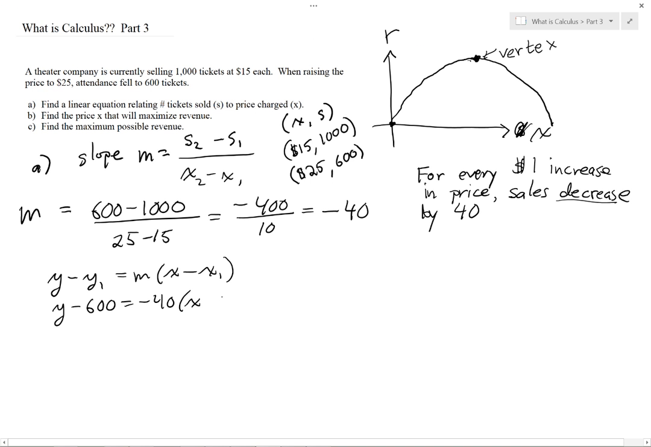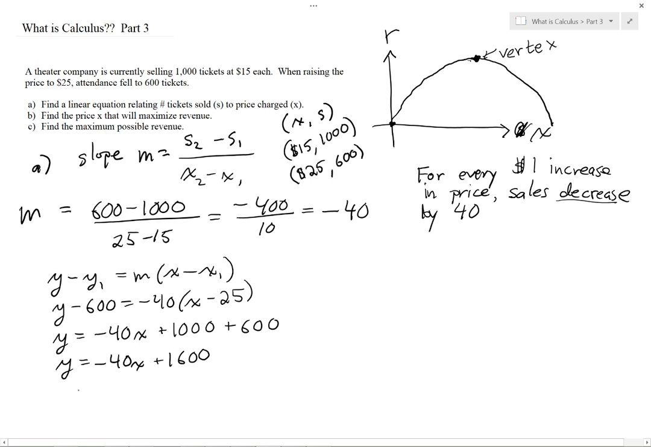And the x1, what was that, is 25. Okay. And we can multiply everything out. So we have negative 40x, 25 times 40, well, that's negative times negative. That's going to result in 1,000. And add the 600 to both sides. So that's our equation.